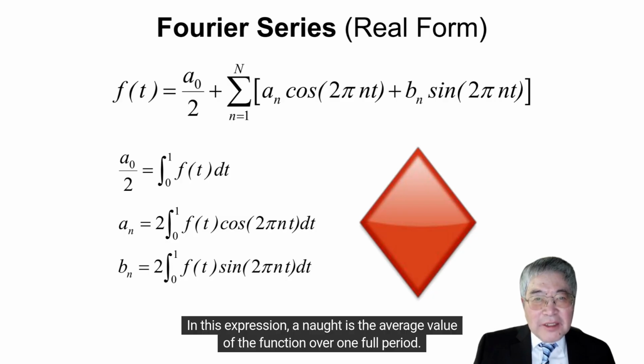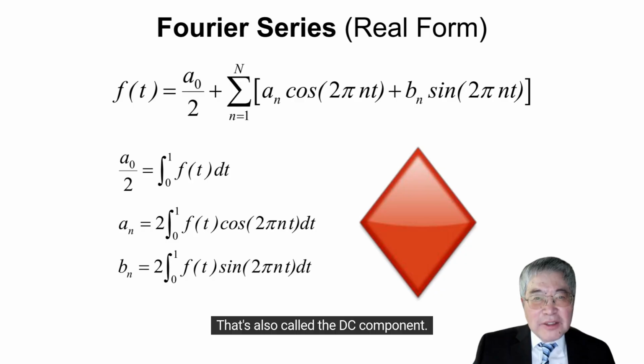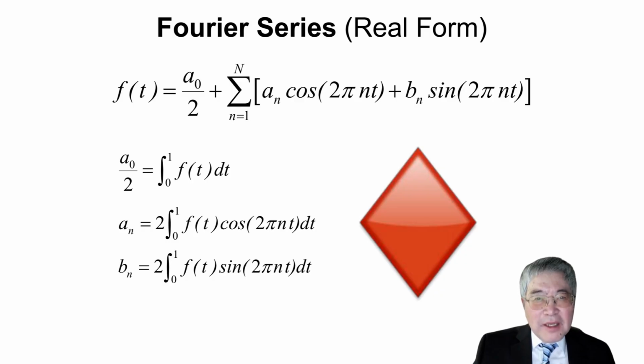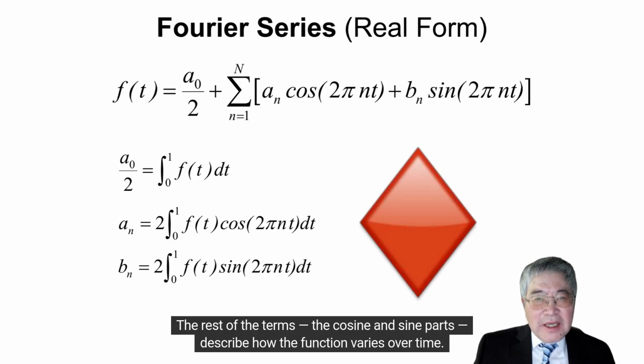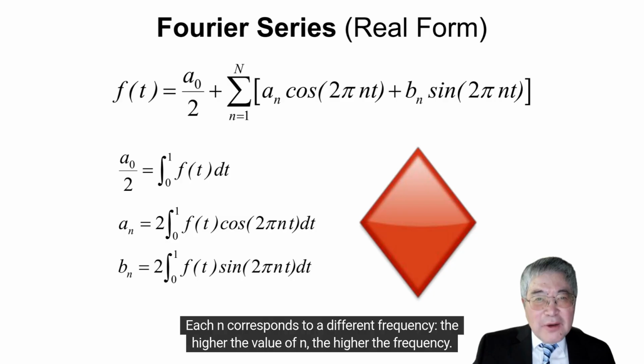In this expression, a naught is the average value of the function over one full period. That's also called the DC component. The rest of the terms, the cosine and sine parts, describe how the function varies over time. Each n corresponds to a different frequency. The higher the value of n, the higher the frequency.